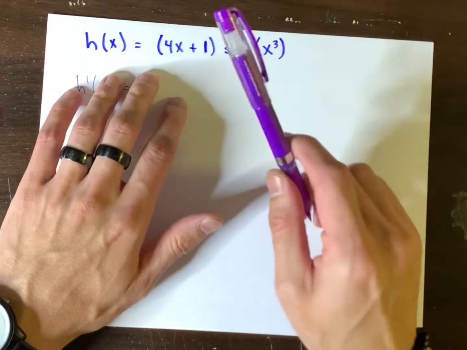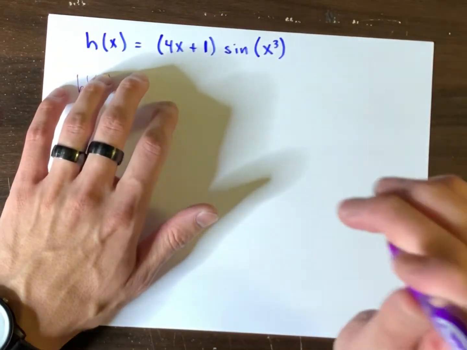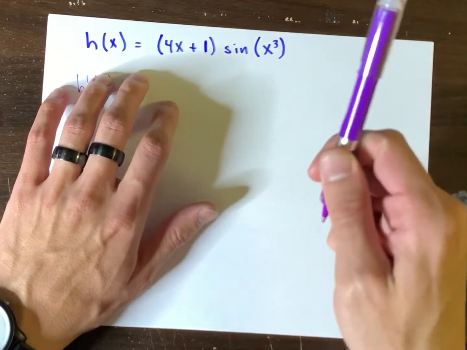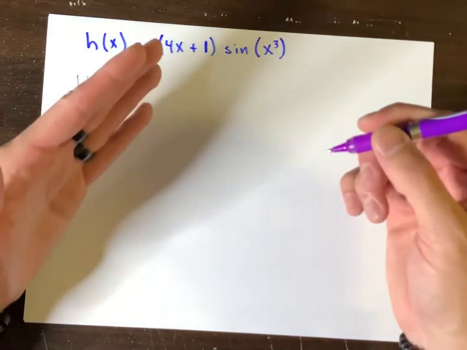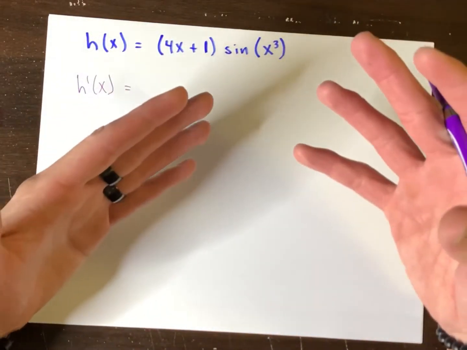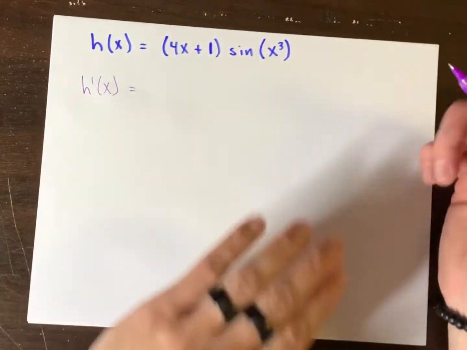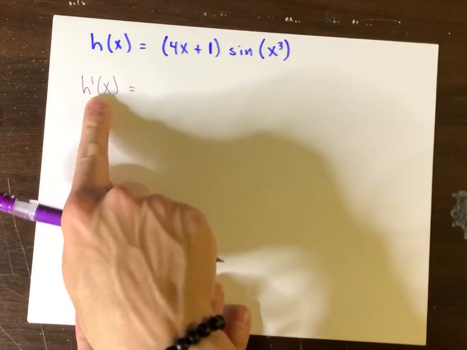Okay, so given this function h, we wish to find its derivative. You'll forgive me, my voice is a bit weak. I did a lot of talking today, but it's all good. Let's do this. So this is h, and we want to find the derivative.